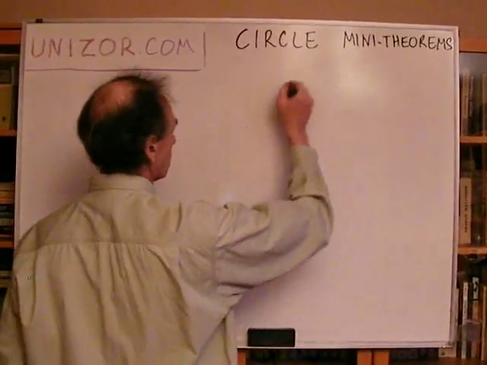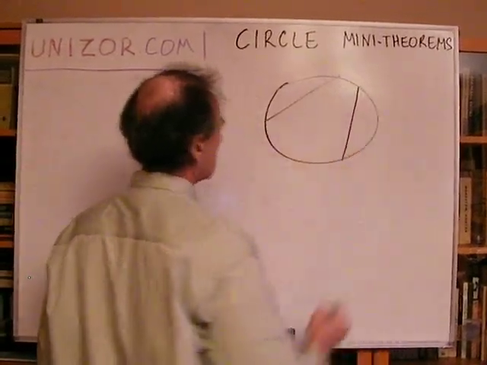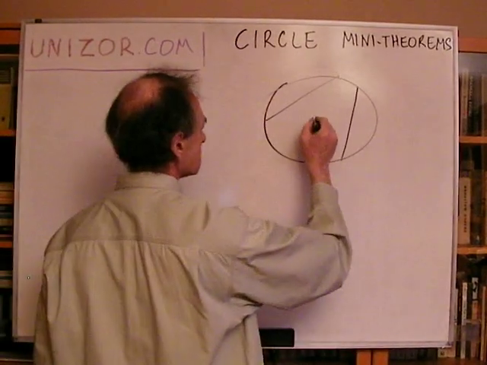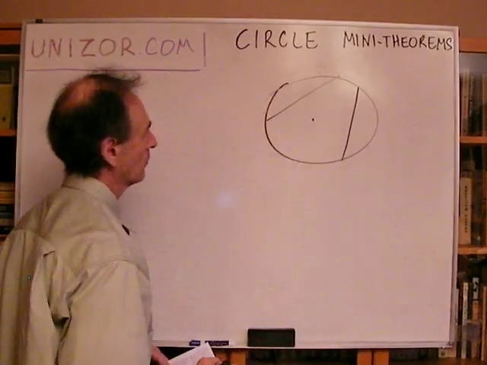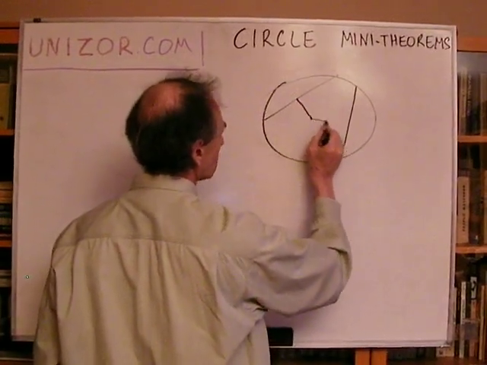Another simple theorem: if you have two congruent chords, then they are positioned at the same distance from the center. The distance from a center is obviously measured along the perpendicular.